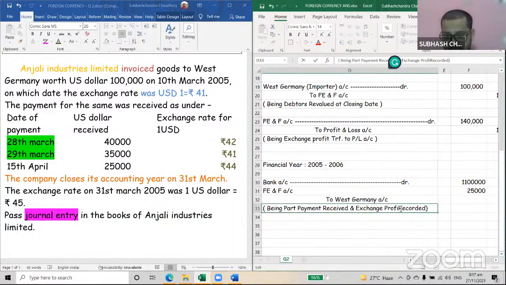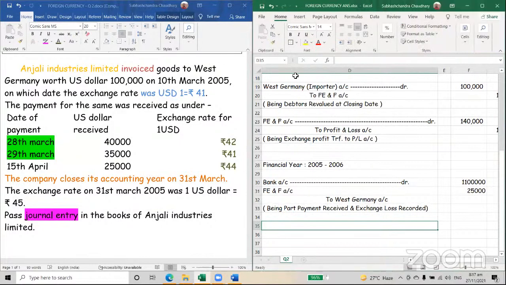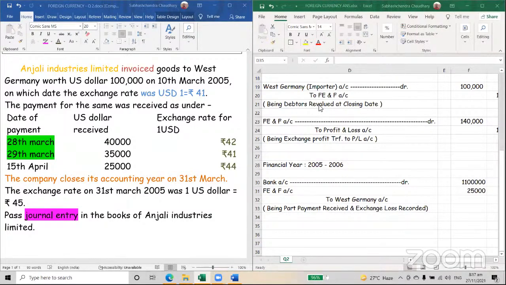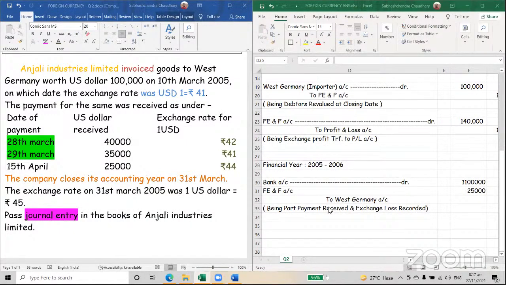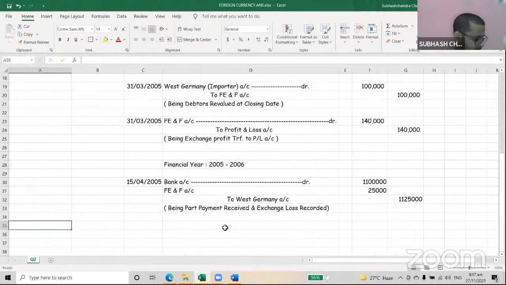Are you getting my point, everyone? Yes or no? Yes, sir. Is it simple enough? Understood this much? Yes, sir. Now, see what happened in the year 2005-6. In the year 2005-6 also, what will we do?